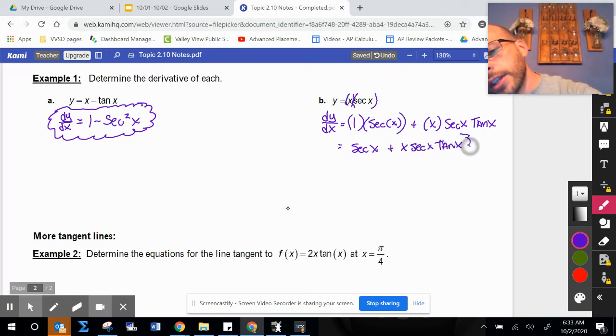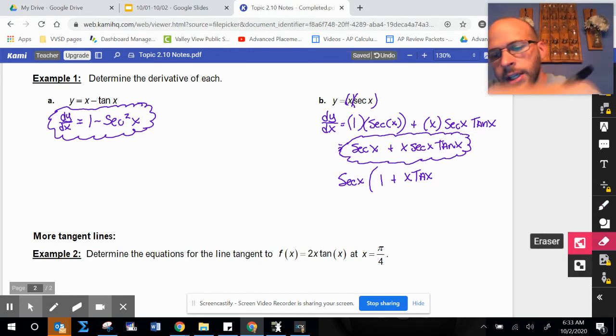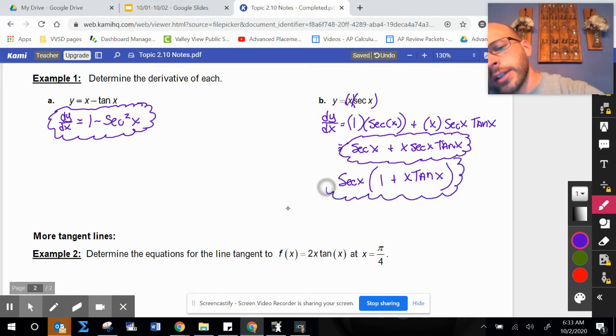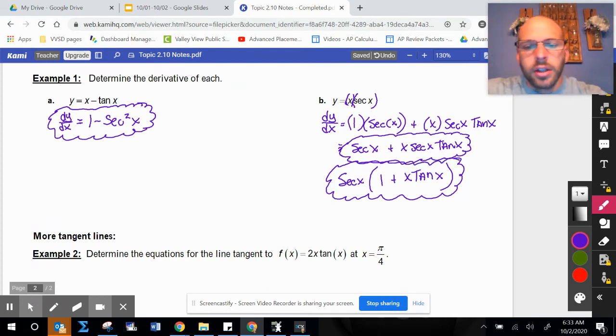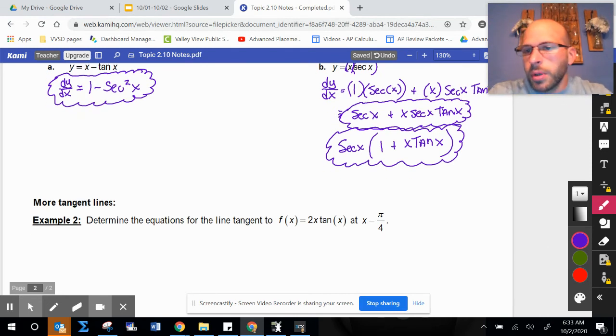And I always like to write things in a variety of ways just for multiple choice purposes. So I can also factor out a secant x. Oops, I forgot my tangent. Okay, and this would be another way to write the same solution. Okay, so both of those would be acceptable answers on a free response. Multiple choice, just be aware they might do some factoring. Okay, so the questions are the same. It's just with more complicated functions, or new functions, I should say.